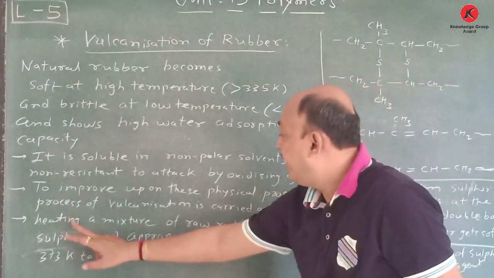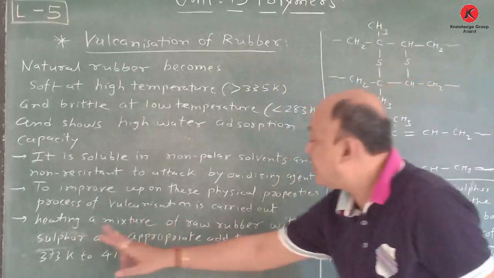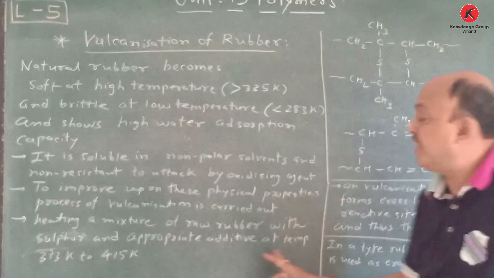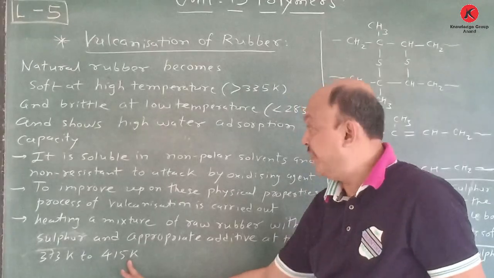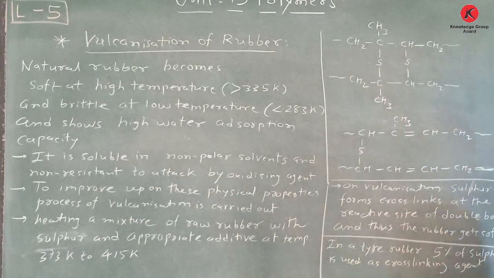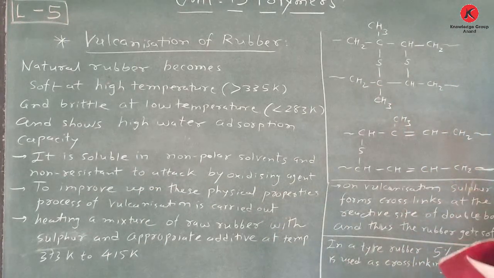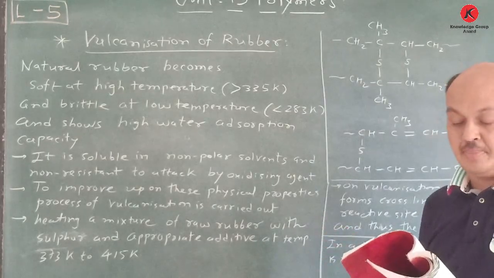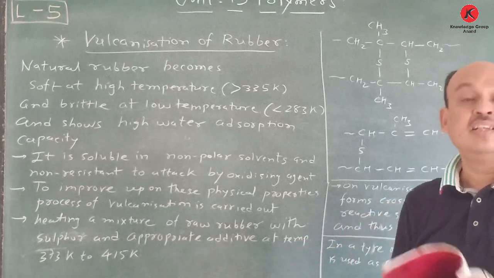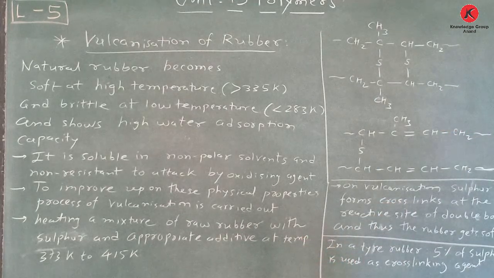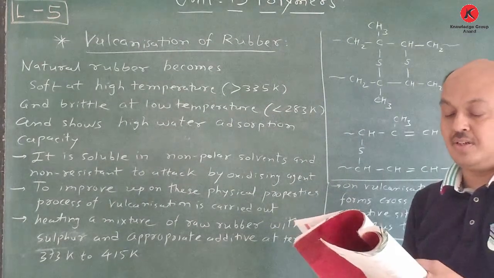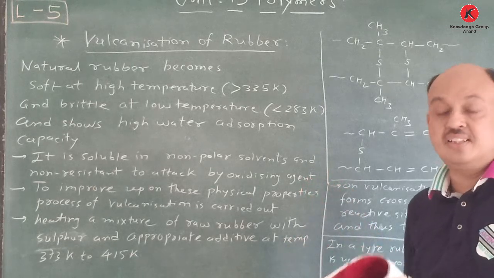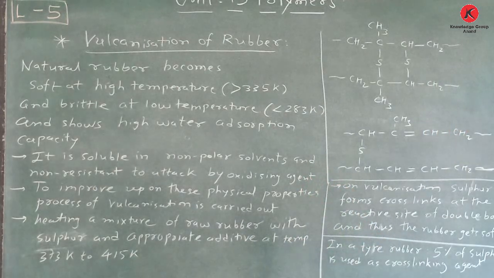Here it is very important. Heating a mixture of raw rubber with sulfur, not sulfuric acid, sulfur and appropriate additives, at a temperature of 373 Kelvin to 415 Kelvin. So here you make a screenshot of this and complete this from your NCERT textbook. Now we switch to the next topic, that is synthetic rubbers and preparation of synthetic rubbers in terms of neoprene and Buna-S. Okay, so this is all about this particular lecture number 5. We continue with the help of the second synthetic rubber. Make a screenshot.